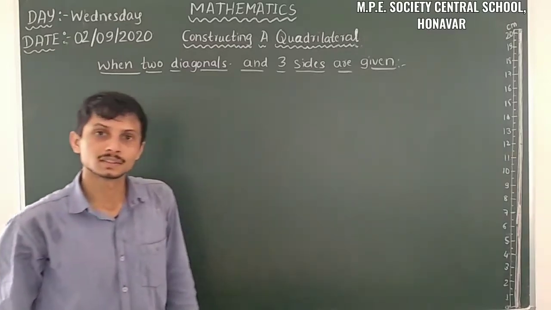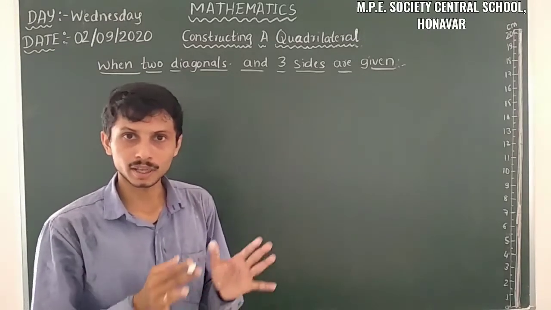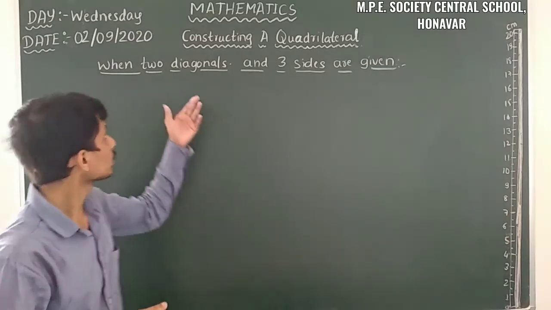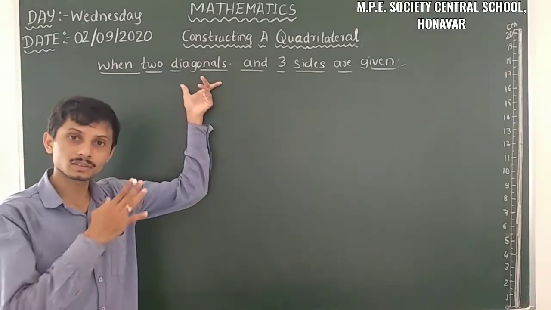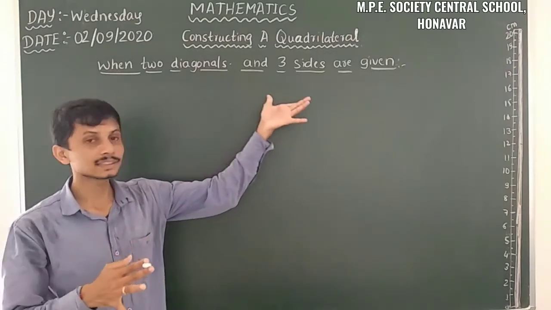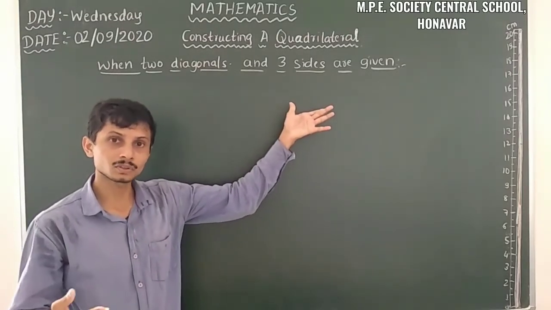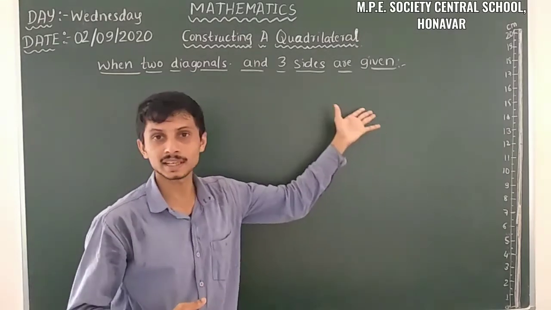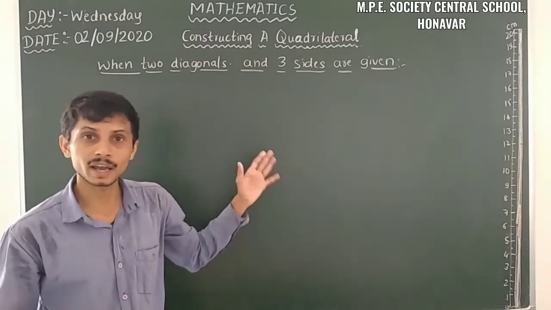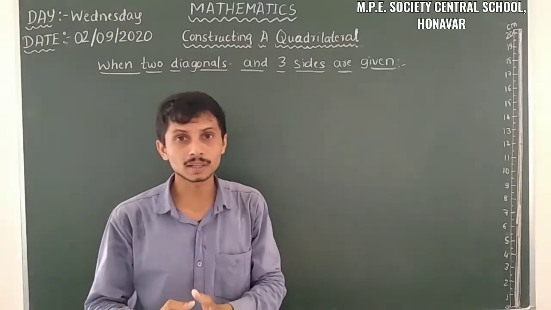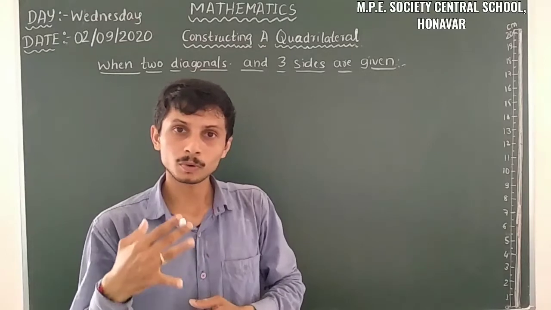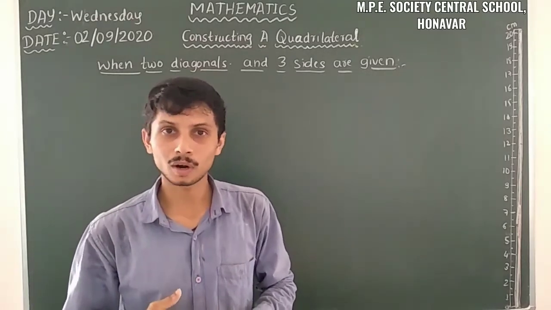Compared to the last one, where we had four sides and one diagonal, here another diagonal is joined, so we have two diagonals and three sides. That means one side is less compared to the previous one. From the given things we have to construct a quadrilateral. So go through the procedure, and from the procedure we can construct the quadrilateral.